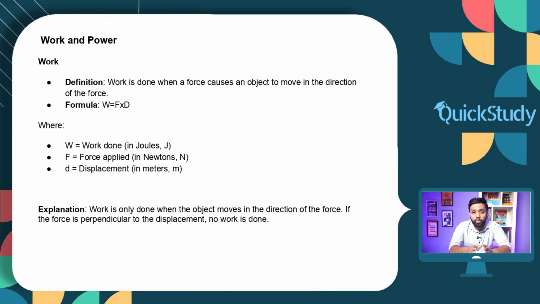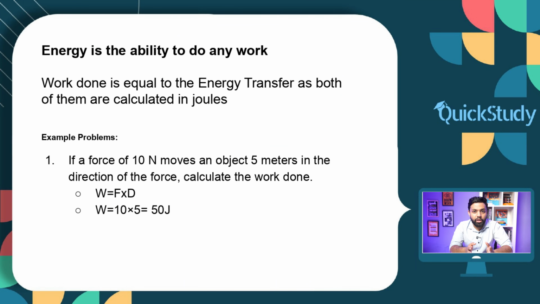Work is only done when the object moves in the direction of the force. If the force is perpendicular to the displacement, then no work is done. Energy, on the other hand, is the ability to do work. We have to remember work done is equal to the energy transferred, as both of them are measured in joules.